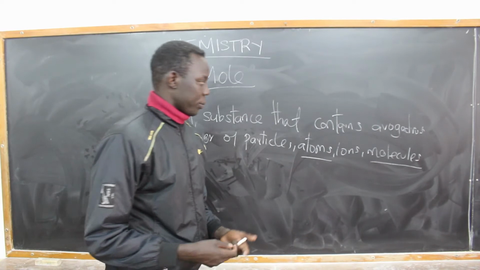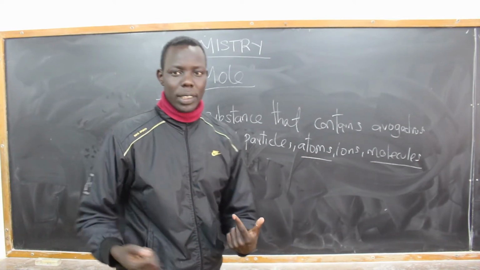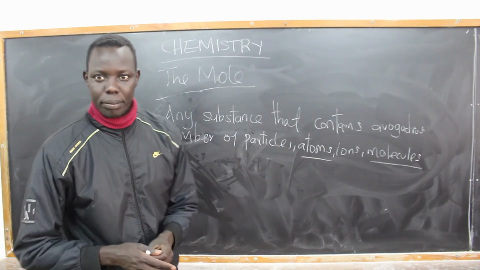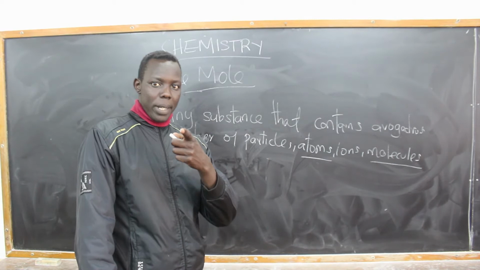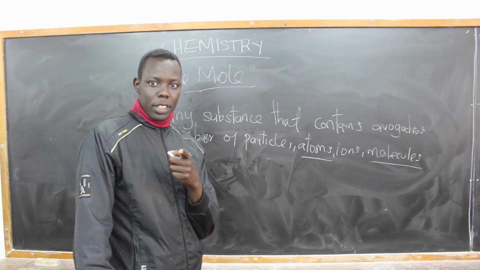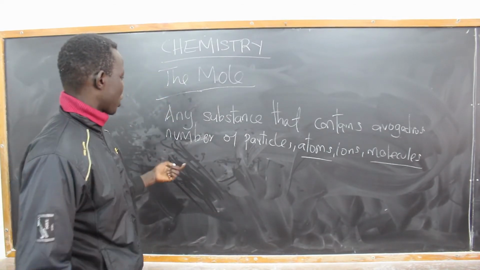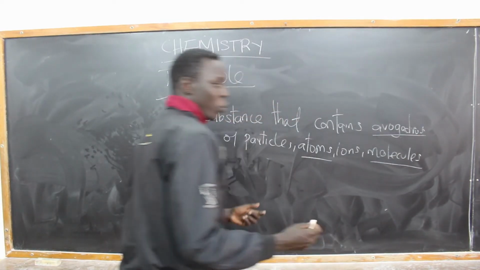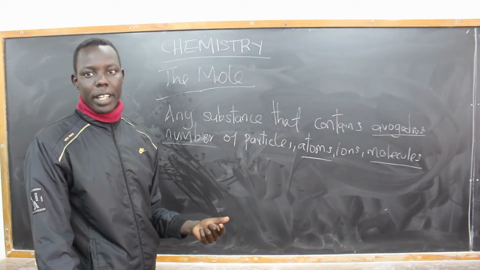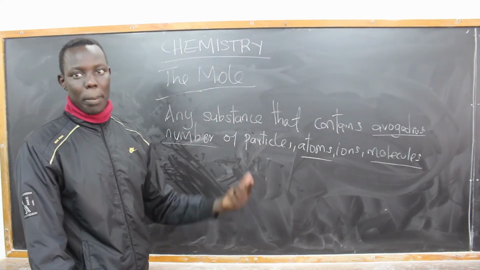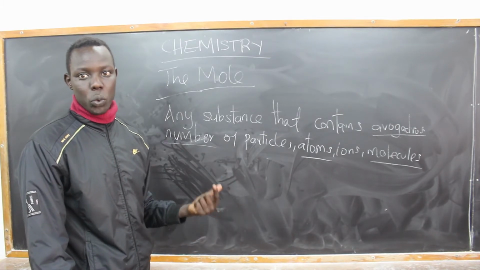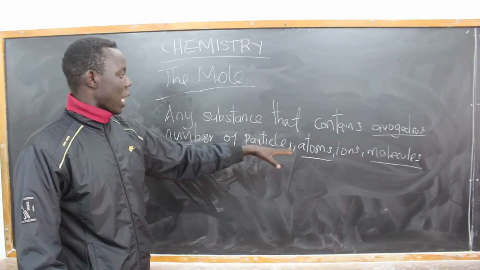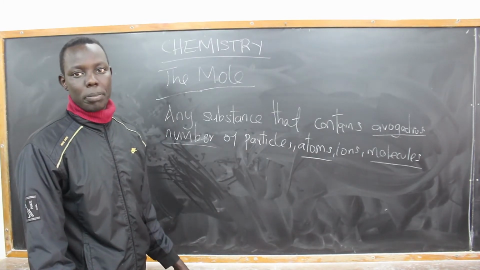Let's now proceed on. This is Avogadro's number. It's a constant that everyone should be knowing. The way you have mastered your division number is the same way you are supposed to master Avogadro's number of particles. So always 6.023 times 10 power 23. That's the Avogadro's number. See, 6.023 times 10 power 23, which can be particles, atoms, ions, or even molecules.